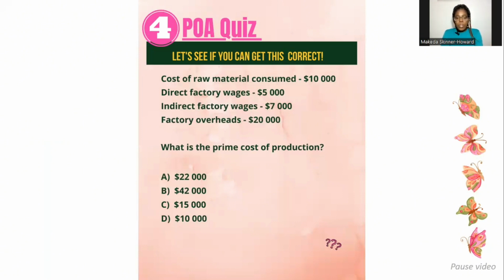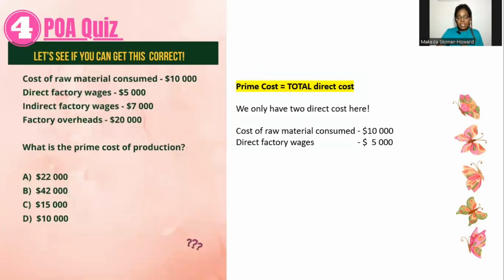Number 4, they want to know what is the prime cost of production. They give you some information. What is the prime cost of production? Pause the video if you didn't do it already, and try the question, then go on to the answer.